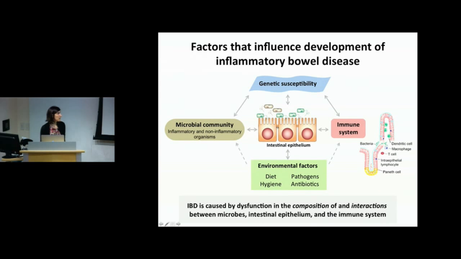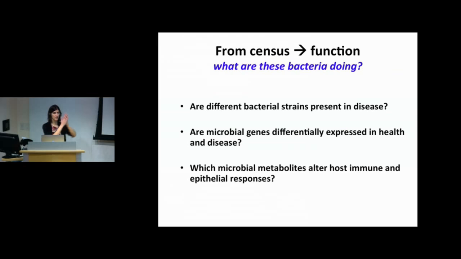So when we think about it, we know that there's a genetic component, and so a lot of work has been done, much of it actually at the Broad Institute, looking at genetic risk variants that contribute to IBD. We also know there are environmental factors that can affect IBD, and really the interplay between the gut microbial community, the intestinal epithelial cells, and the immune system is what's changing in this disease. So we want to understand now, how do we go from looking at what bacteria are present to actually getting some function of what those bacteria are doing.